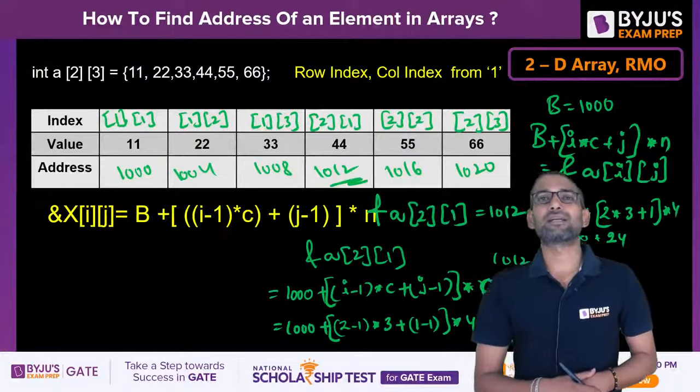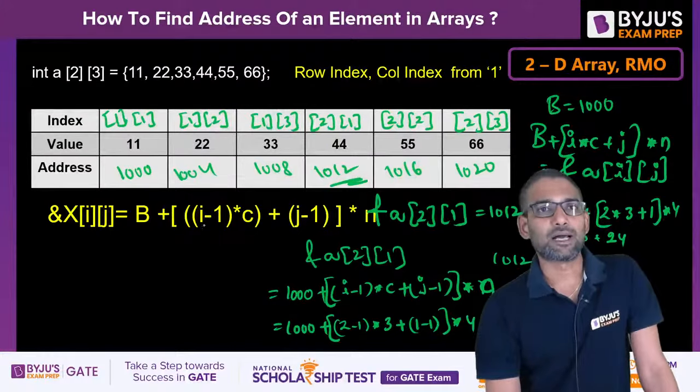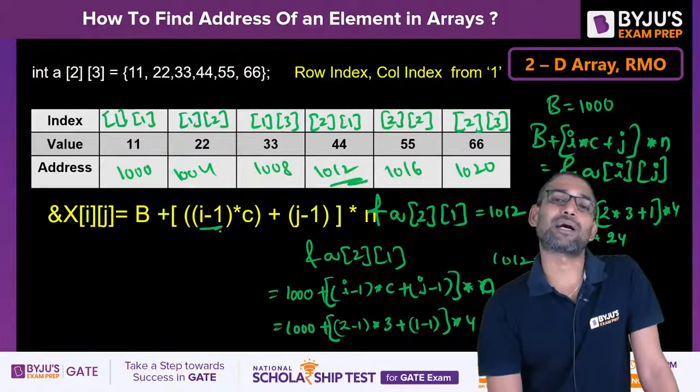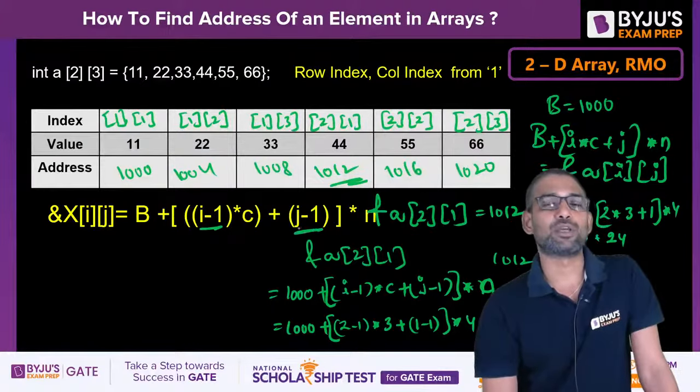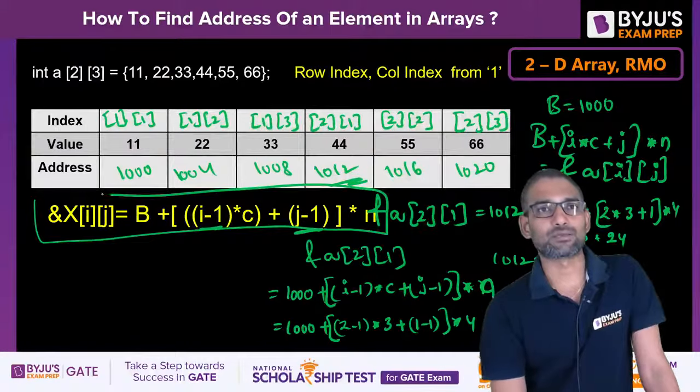So if I take indexing from 1, what would be the formula? Instead of I, I have to take I minus 1, J minus 1.